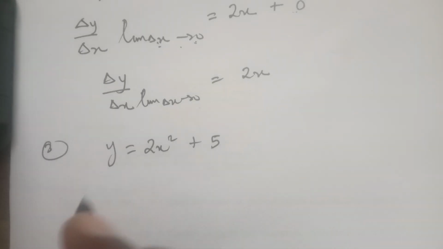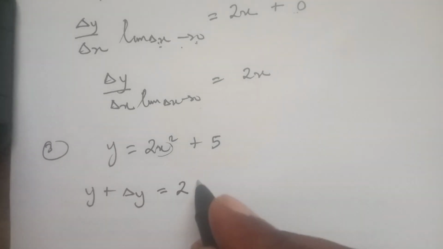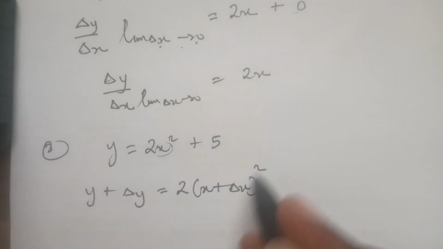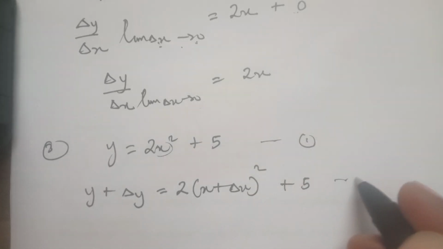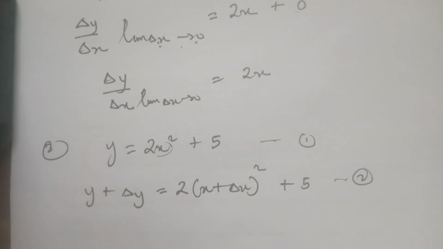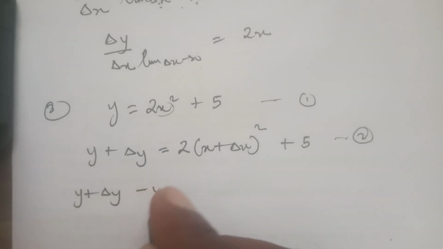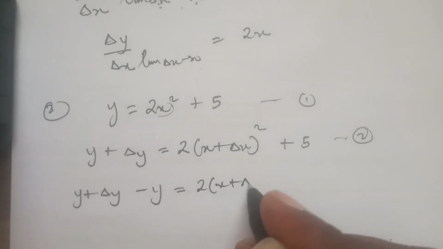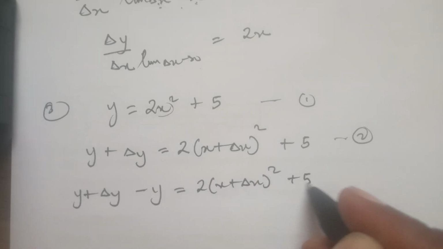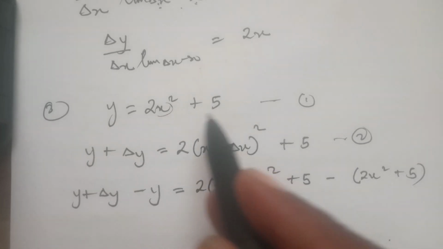Now this y is going to be what? y plus a certain change in y equals, don't forget this x is going to change to x plus a certain change in x, then squared, because everything here is x, then plus 5. That is equation 2, and this is equation 1. So we have equation 2 minus equation 1. So we have y plus delta y minus y equals 2 into (x plus delta x) all squared plus 5, minus, let's open brackets, (2x squared plus 5), the left side of equation 1.